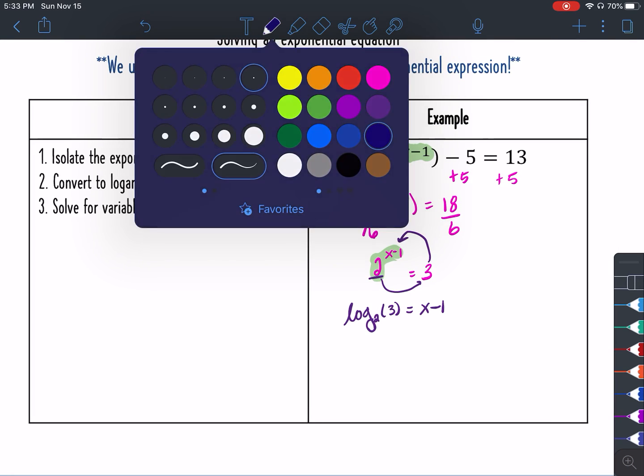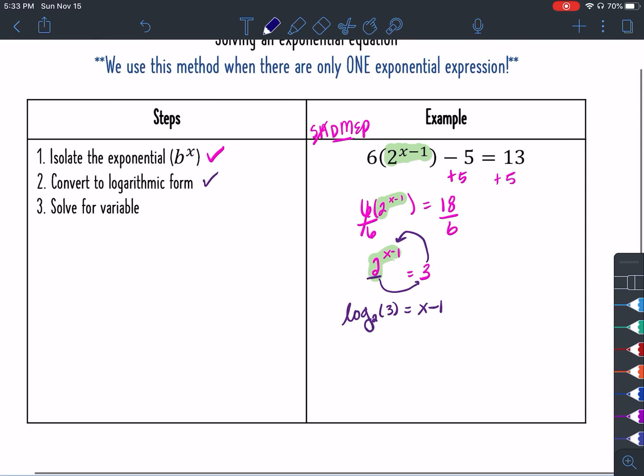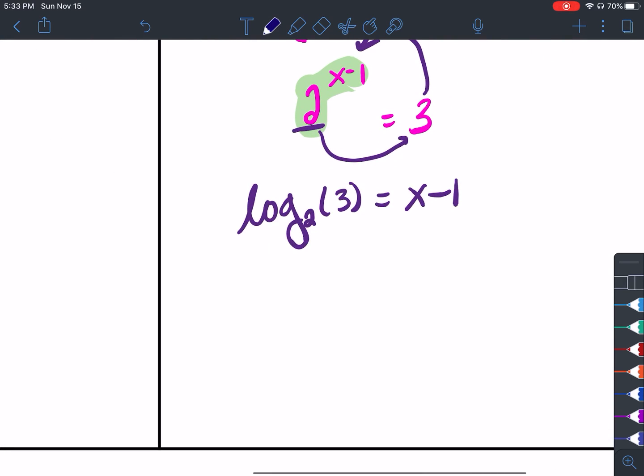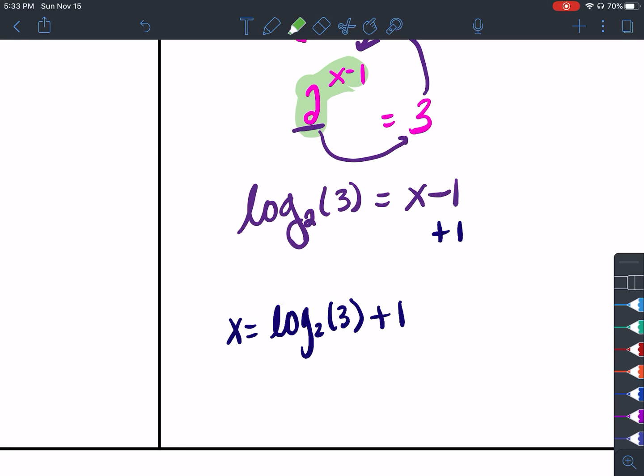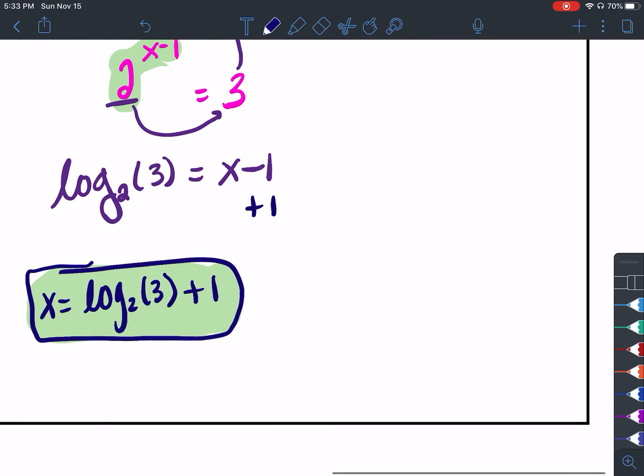We're now ready for the very last step, which is just to solve for the variable itself. To get x by itself, I know that I need to add 1 to both sides. So we get x equals log base 2 of 3 plus 1. And that's going to be my final answer here. Some of you might be saying, but that's not a number. That's okay. As a reminder, in the world of applications and how we see this in the real world, we do typically want to get an actual number.